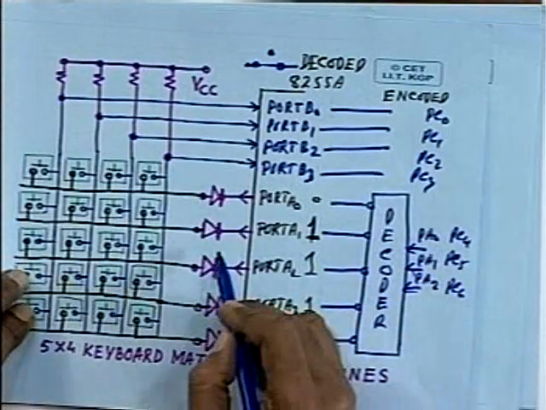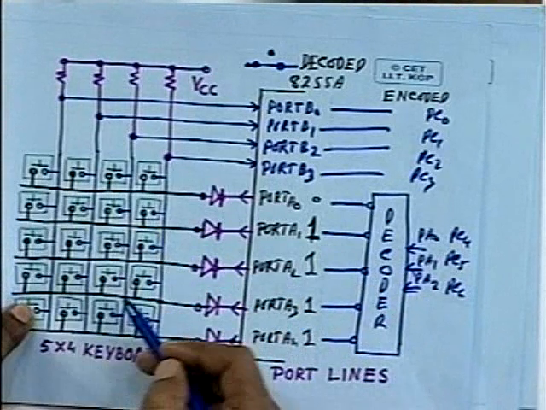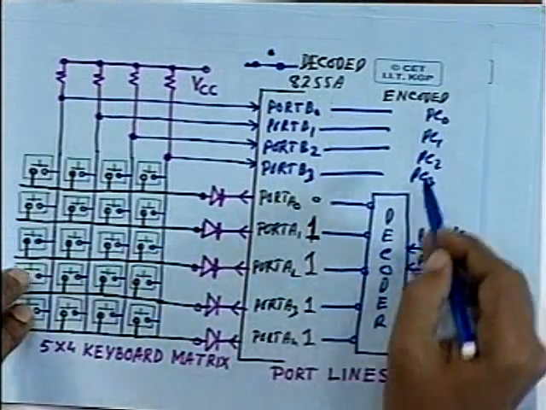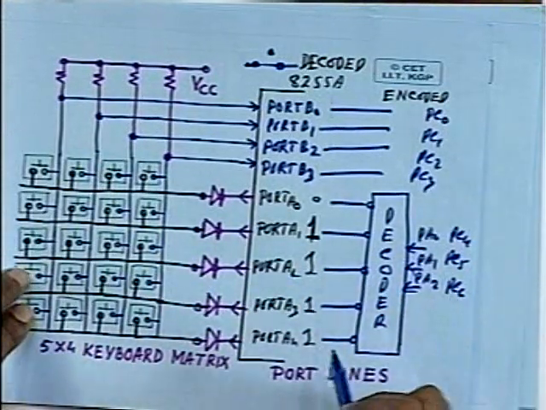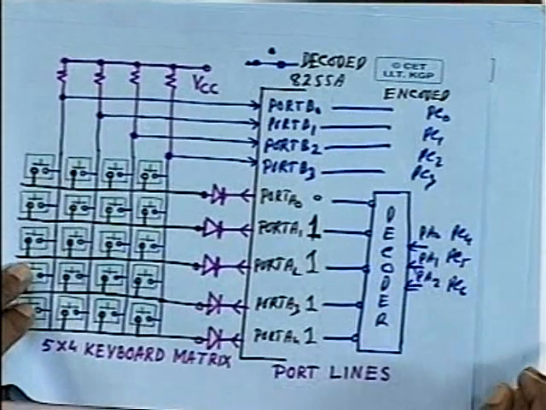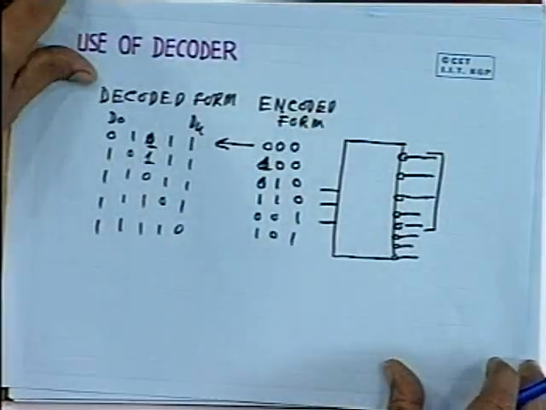So you can use a single port to interface 20 or even more keys, which cannot be done if this decoder is not used. So this helps you to understand the use of a decoder.